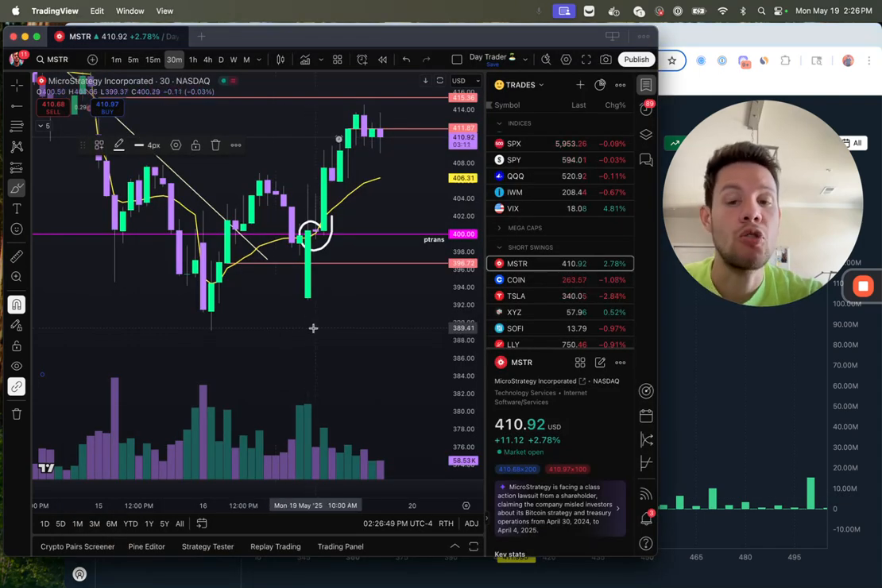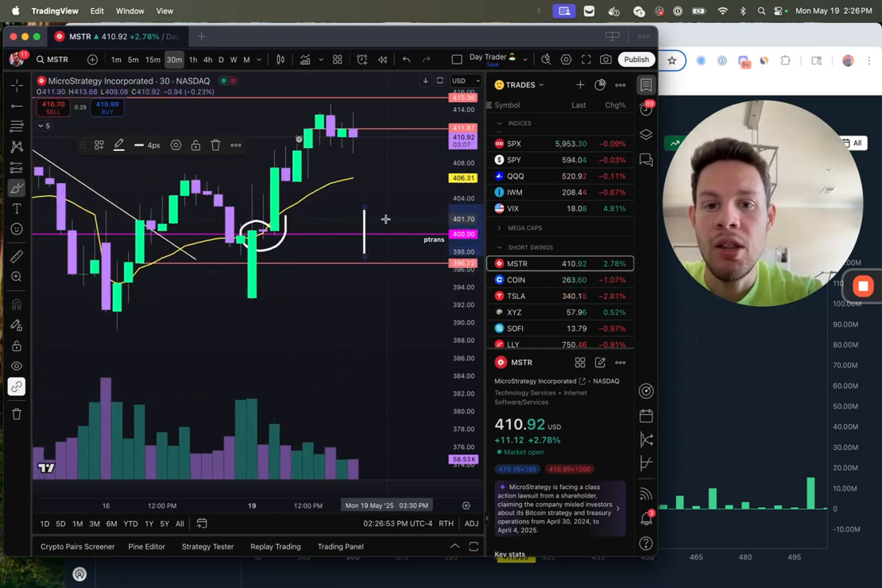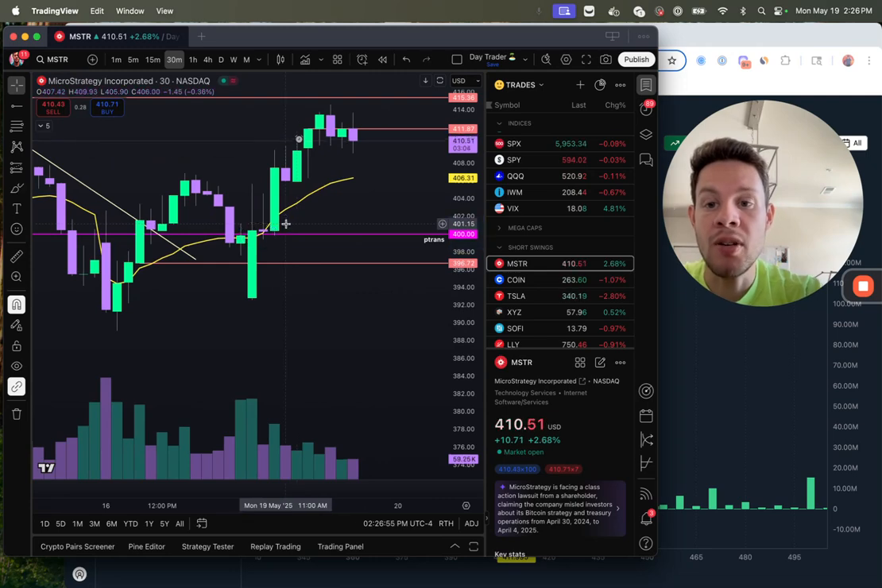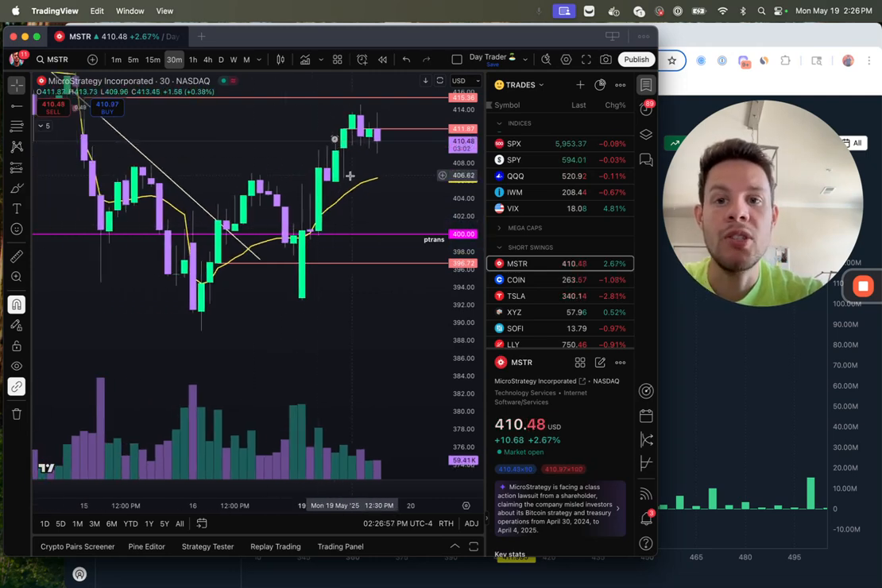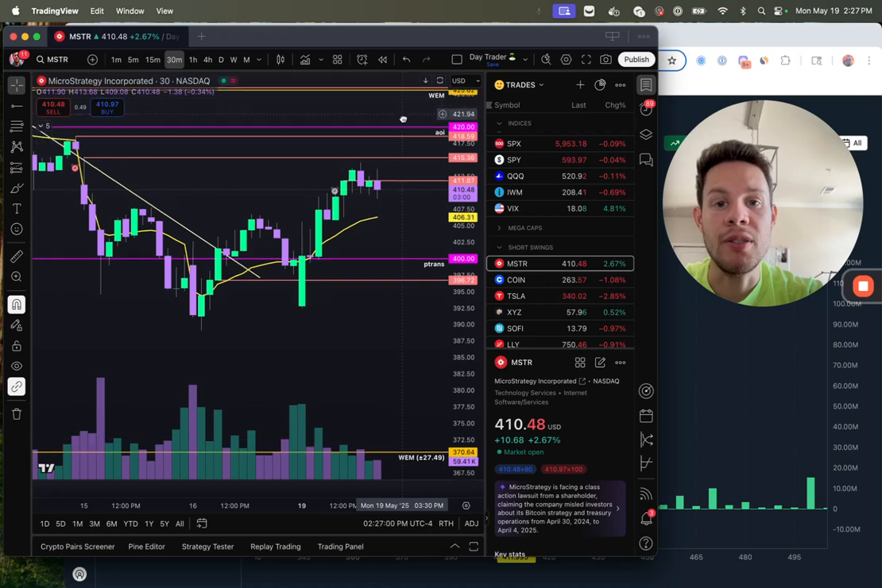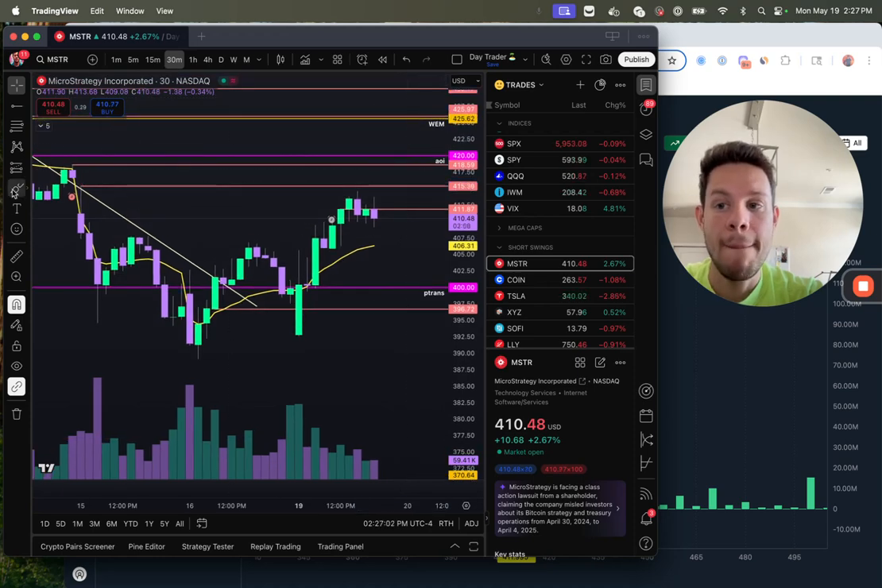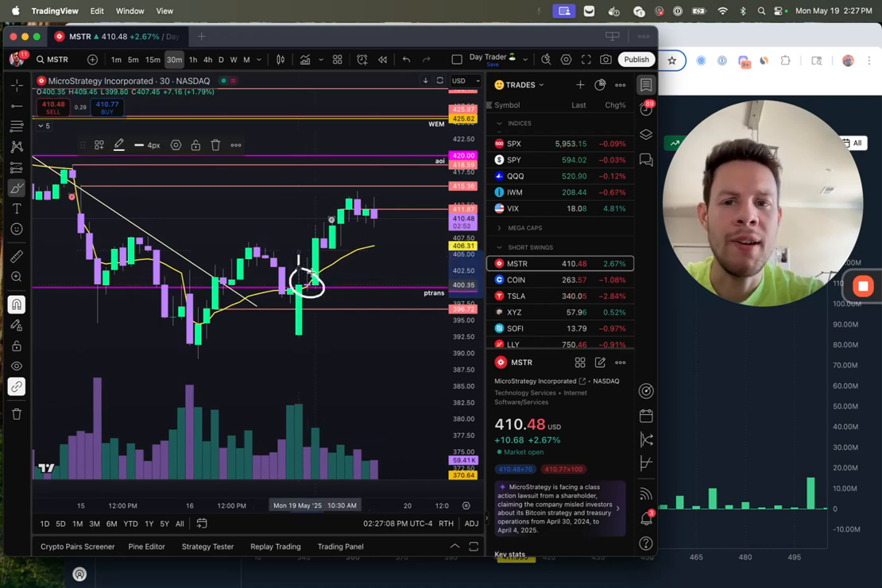We marked this level. That is a strong level of support for us. And now the thesis is really simple. Okay, as long as we remain above this level, we can start aiming for the next area of interest, which is 420, right? And that's exactly what happened. We got into our contract. We even got June contracts too. And we took it to the upside.